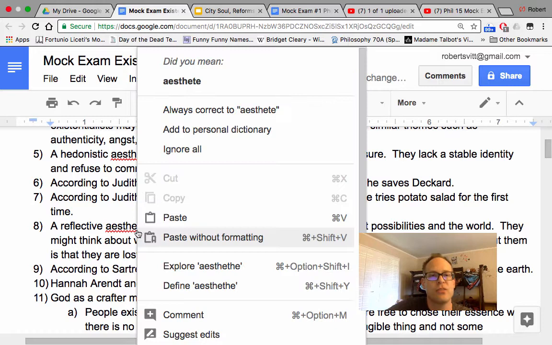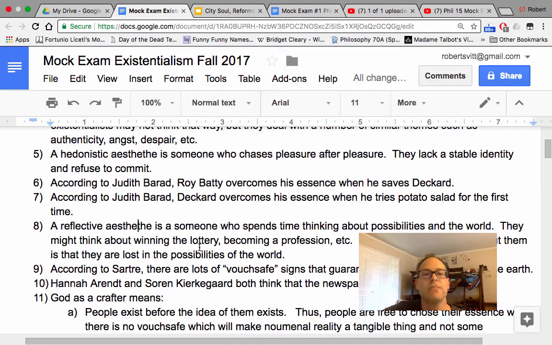Number eight, a reflective aesthete. A reflective aesthete is someone who spends time thinking about possibilities in the world. They might think about winning the lottery, becoming a certain profession, etc. What is most distinctive about them is that they're lost in the possibilities of the world. That's true, right? So very often reflective aesthetes will avoid doing things in the world so that they can maintain their stranglehold on all the possibilities for their lives. They become drunk on the reflection of the world instead of the world itself.